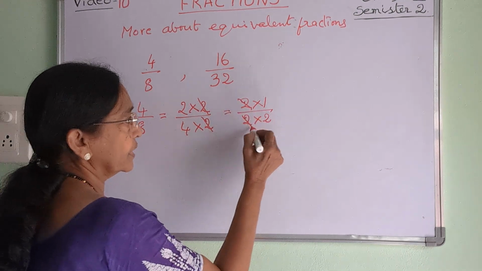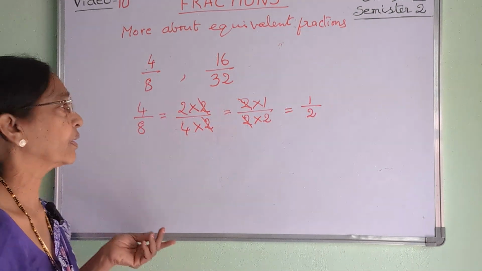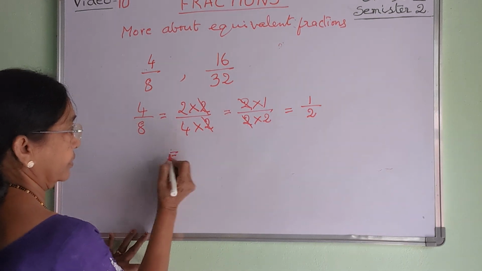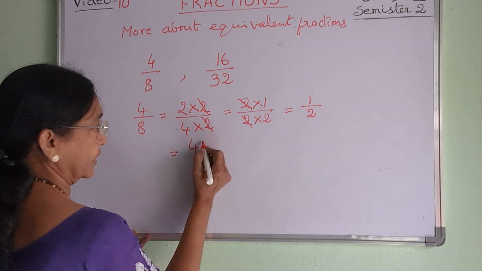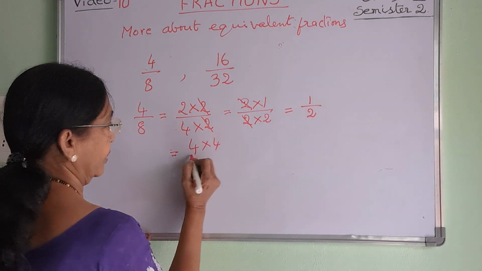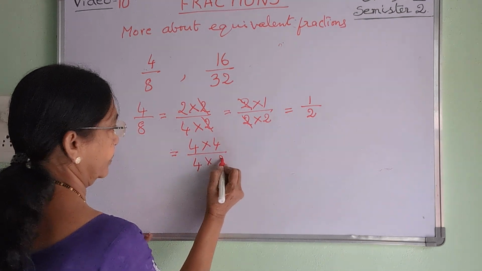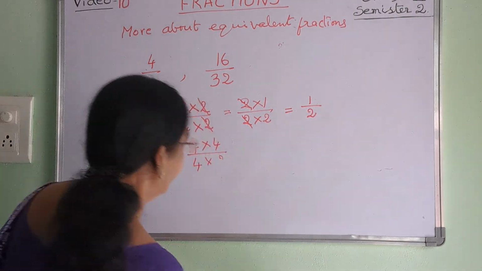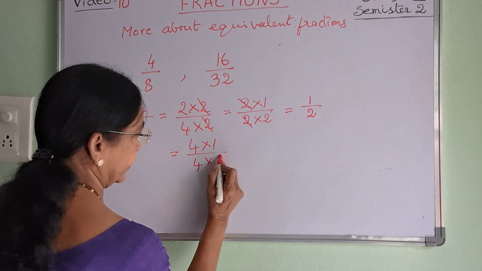Again 2 and 2 get cancelled, therefore 1 by 2. Or we can divide at the same time 4 by 8. We can write it as 4 into 4 and this as 4 into 2. 4 twos, or 4 into 1.